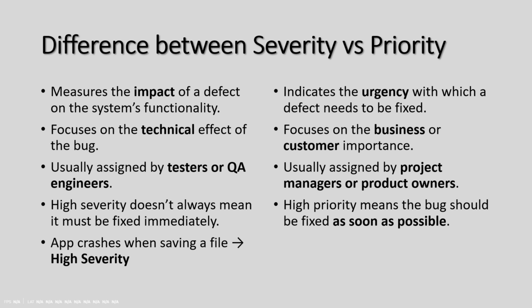If we give an example of severity: the app crashes when you try to save the file. It is a high severity because the main functionality of uploading a file is failing. So that is a high severity.